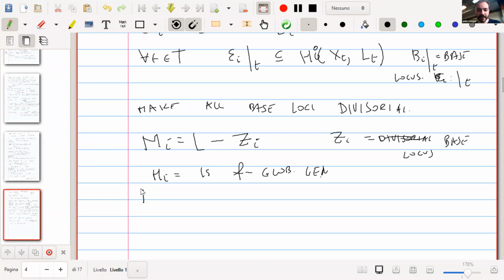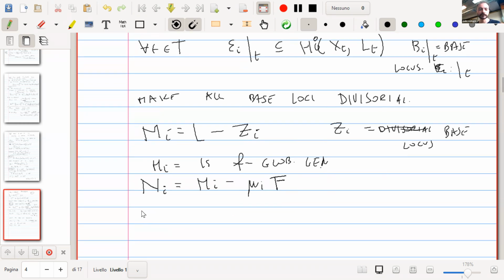And now I define N_i as M_i minus the slope mu_i times a fiber F. And now the key lemma is that N_i is NEF.